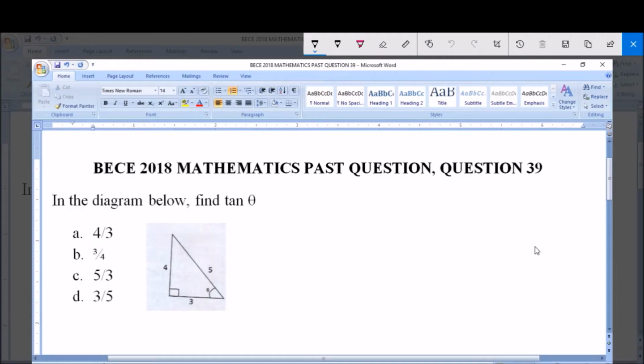Today we're going to be dealing with BECE 2018 Mathematics Past question 39. In the diagram below, find tan theta. A 4 over 3, B 3 over 4, C 5 over 3 and D 3 over 5. So we are asked to find tan theta in the diagram below. Now this is the diagram.